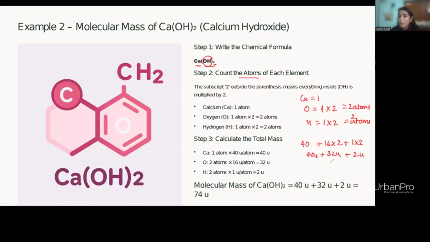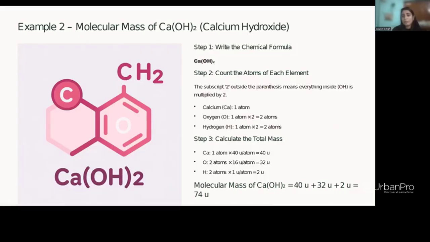If you sum it all up, you will get 74U as the mass of the whole calcium hydroxide. This complete, one molecule of calcium hydroxide, would be 74U. Okay, I hope that's clear. Again, this is not a good depiction of what we were dealing with. This formula is correct, but this is irrelevant.